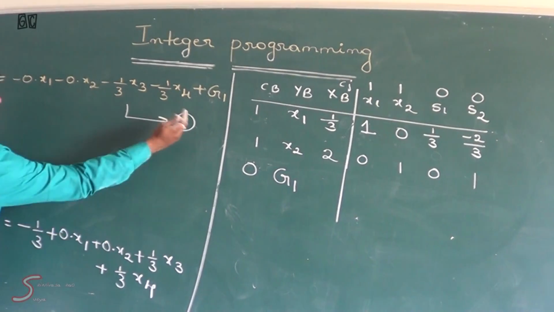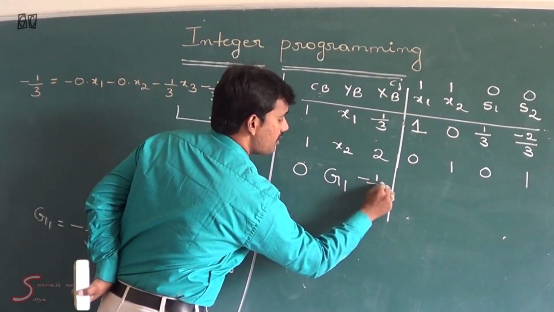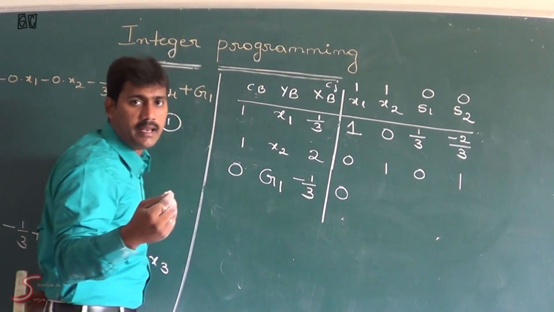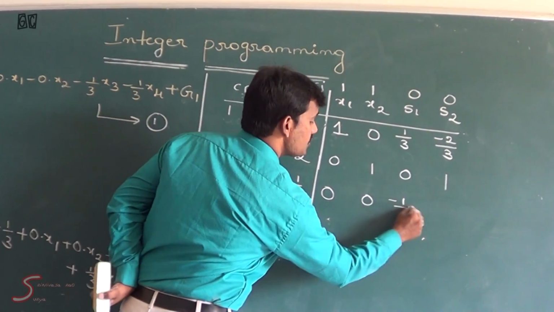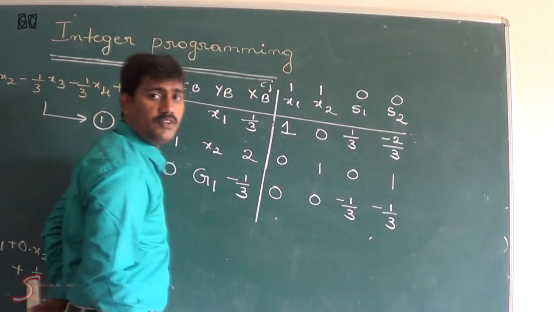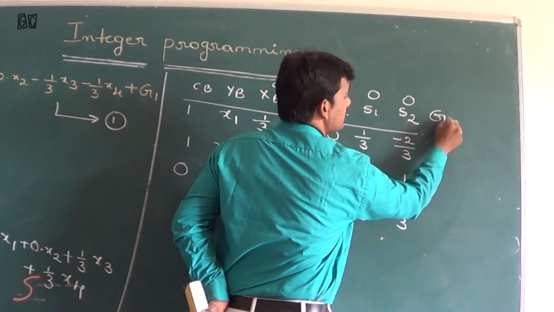Now I am going to represent this. So that is minus 1 by 3 here. That is minus 1 by 3. The cost will be 0, whether it is a positive 0 or a negative 0, no problem whatsoever. 0, 0, minus 1 by 3, and again minus 1 by 3. We have a G1 here, so we have to represent the Gomory G1.